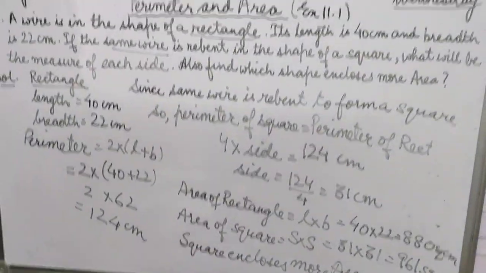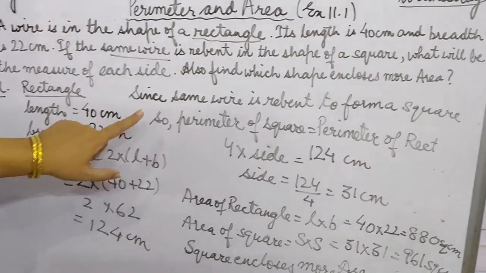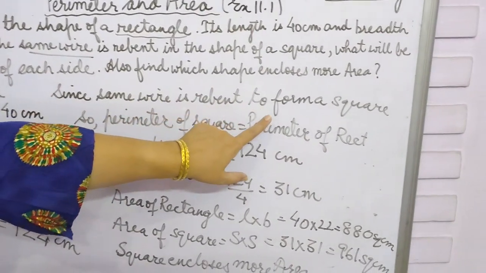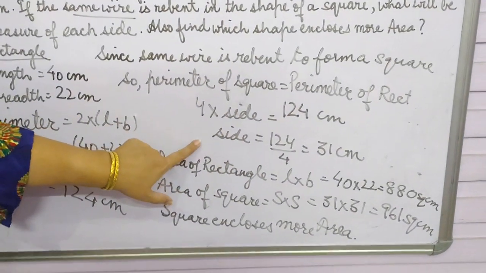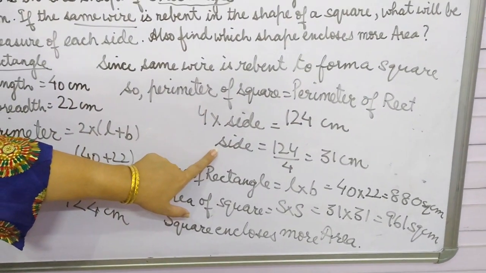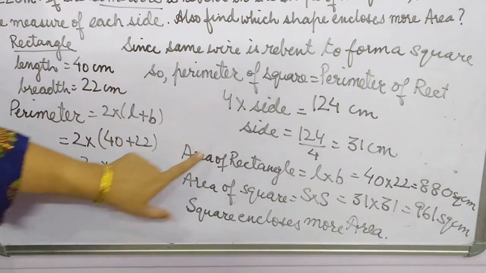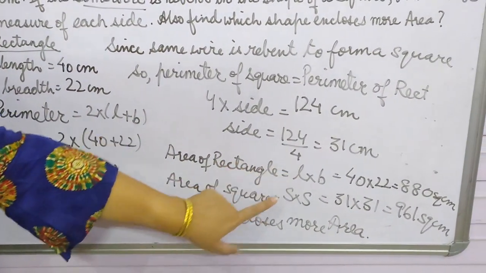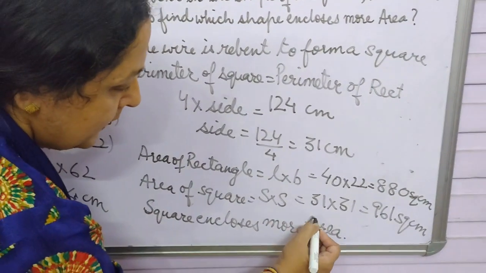So what we have done here? We have found the perimeter of the rectangle. Since the same wire is rebent to form a square, the perimeter of both the figures has to be the same. From there we calculate the side of the square, and then we find out the area of both the figures using their formulas, and we find out that the square encloses more area.